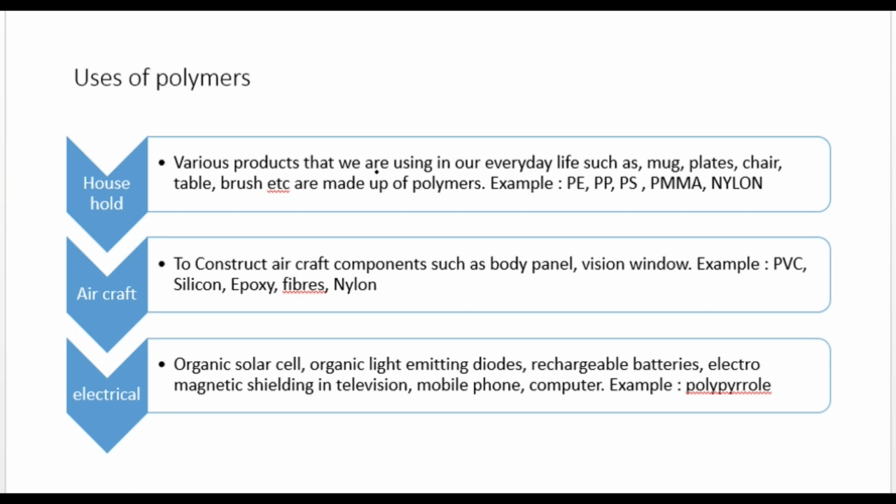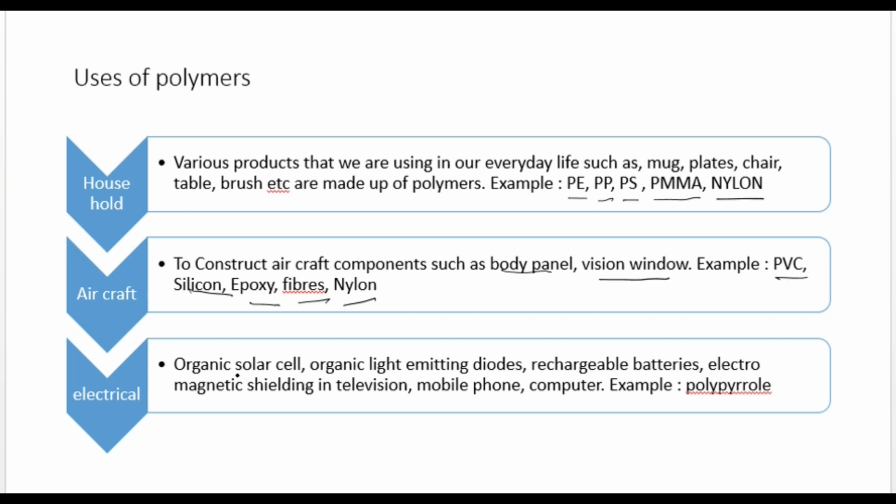In our daily life, we can see various products that we are using are made up of polymer, such as mug, plates, chair, table, brush, which are made up of polymers. Examples for this are polyethylene, polypropylene, polystyrene, polymethyl methacrylate, nylon. And in aircraft, it is used to construct aircraft components such as body panel, vision window. Examples for it are polyvinyl chloride, silicone, epoxy, fibers, nylon.